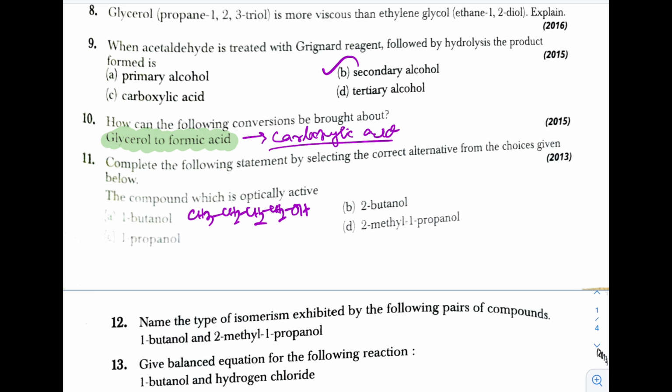Next, 2-butanol. This is the structure of 2-butanol. You focus on this carbon and see 4 different groups: 1 hydrogen, 1 methyl, 1 OH, and 1 ethyl are attached to this carbon atom. So this is a chiral carbon. So this compound is optically active.